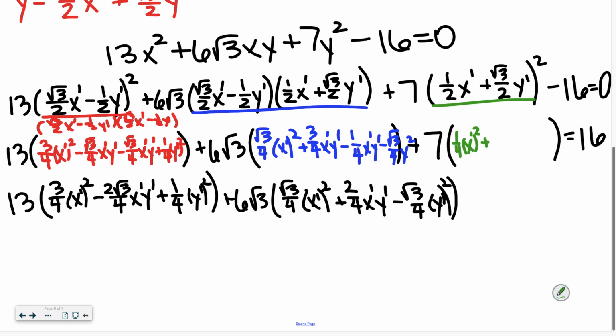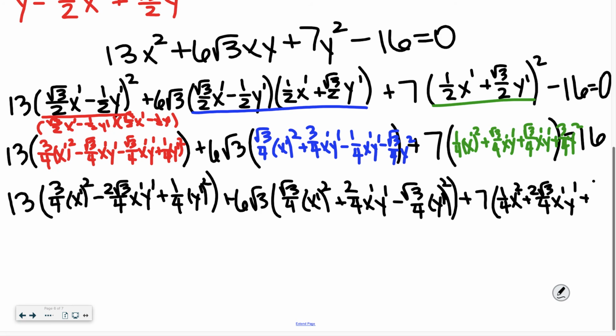Our outside product would be radical 3/4 x prime y prime. Our inside product is also radical 3/4 x prime y prime. And our last product would be 3/4 y prime squared. So if we combine our two middle terms, we have 1/4 x prime squared plus 2 radical 3/4 x prime y prime plus 3/4 y prime squared equals 16.